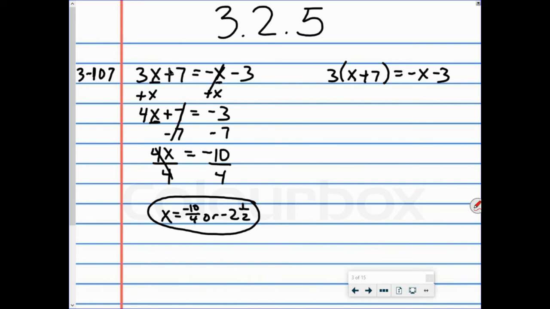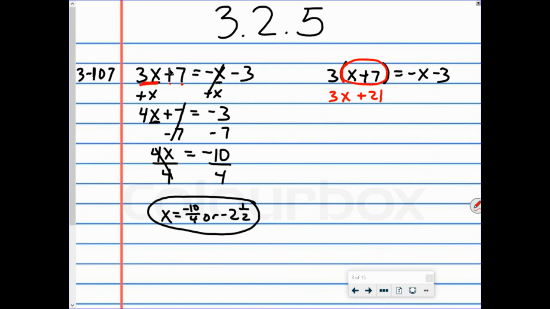Correct answer is no. Because this right here, over here, this means 3x's plus 7. Over here, though, this means 3 groups of x plus 7. So you're not going to have 3x's and 7. You're going to have 3x's and what? And 21. And that's going to completely change the answer.